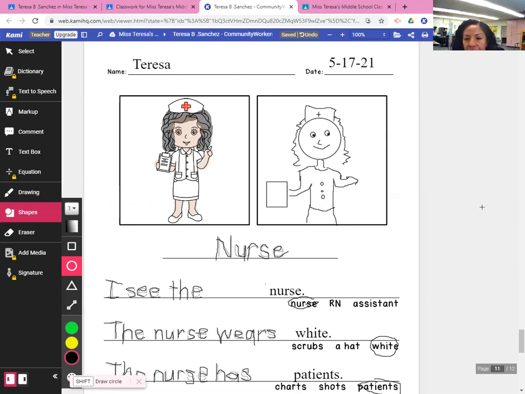Okay, so that's our journal for today about nurses. I am going to go ahead and end this lesson and get ready for my next lesson. I'll see you in a little bit. Bye.